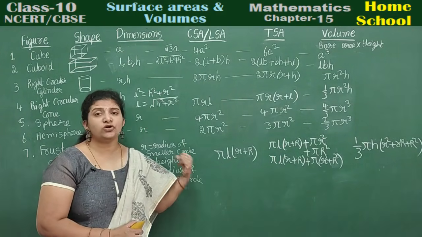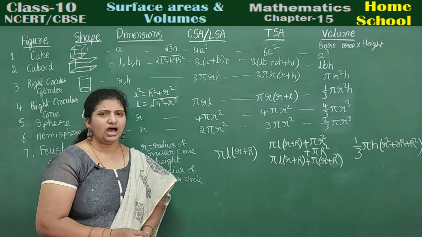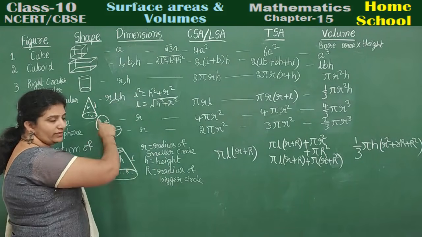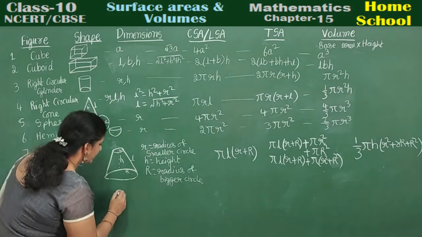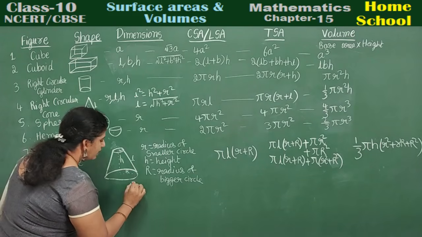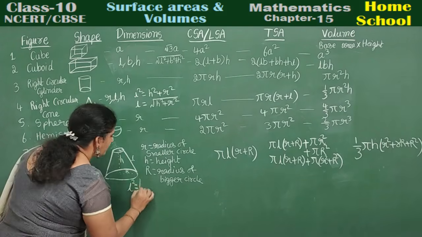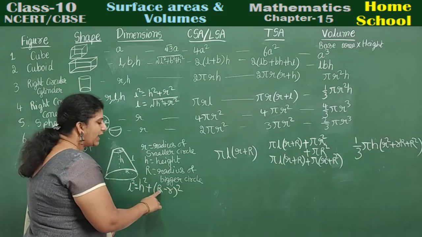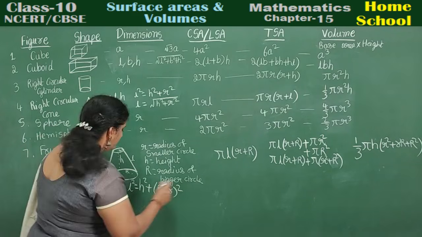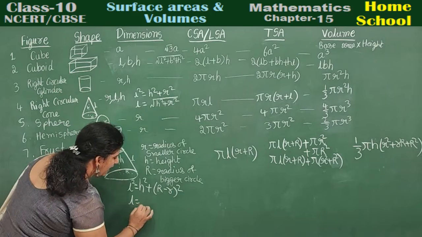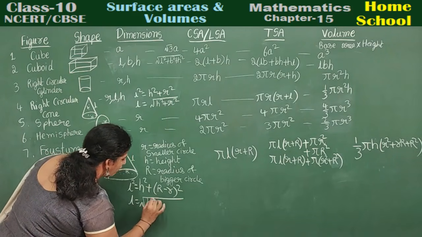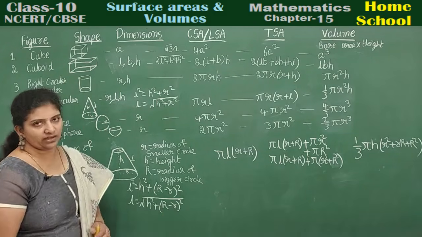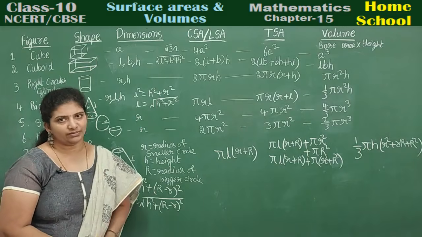In this, suppose you need to calculate the slant height. How will you calculate? Same manner. Here only one R you have, but here two R's you have. So look here, L square is equal to H square plus (capital R minus small r) whole square. When you want only L, L is equal to the square root of H square plus (capital R minus small r) whole square. These formulas also you should remember, children.